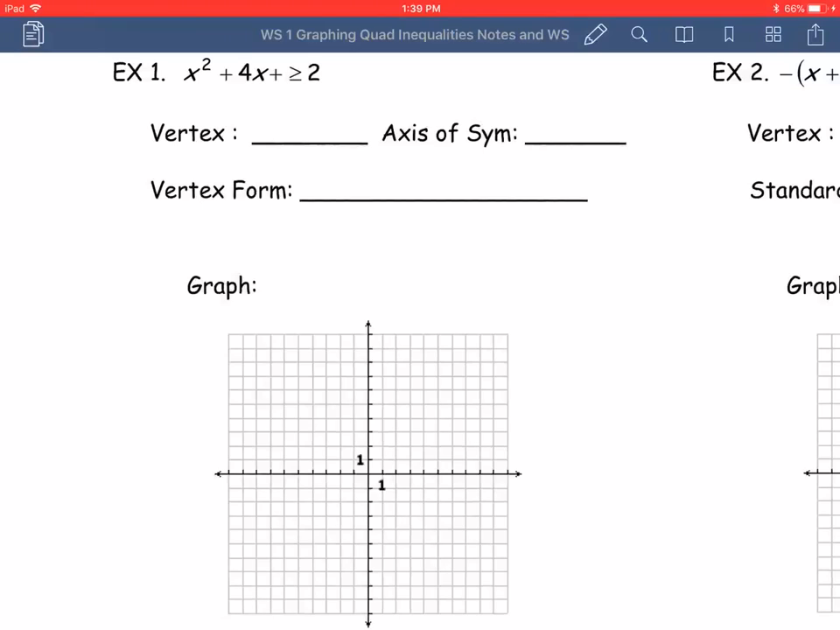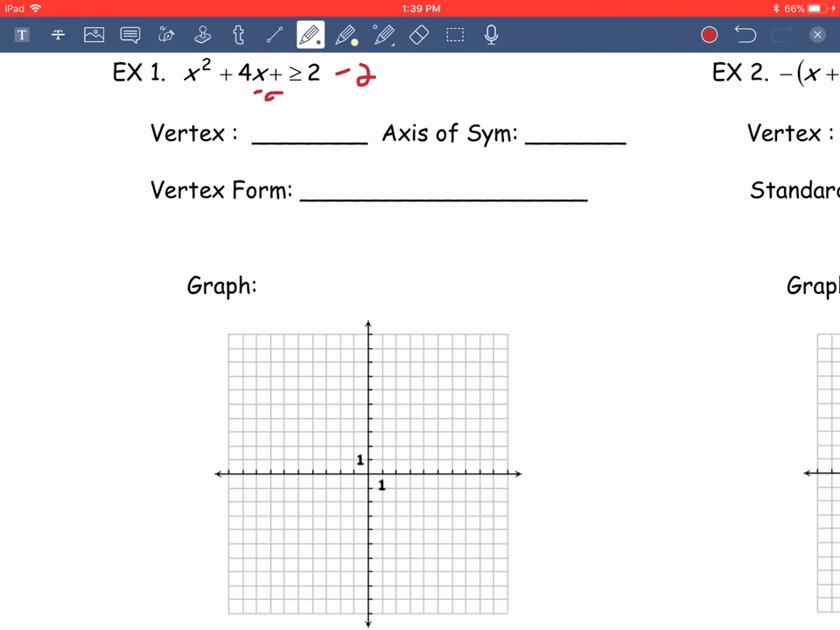Okay, these notes are over graphing quadratic inequalities. So I have two examples I'm going to be doing. My first example is I am going to be graphing x squared plus 4x is greater than or equal to 2. So my first step is I'm going to get everything over to one side. So I'm going to subtract 2 from each side. So I have x squared plus 4x minus 2 is greater than or equal to 0.